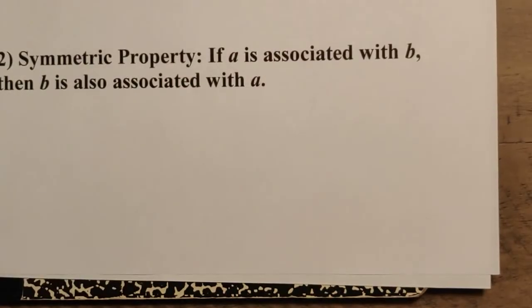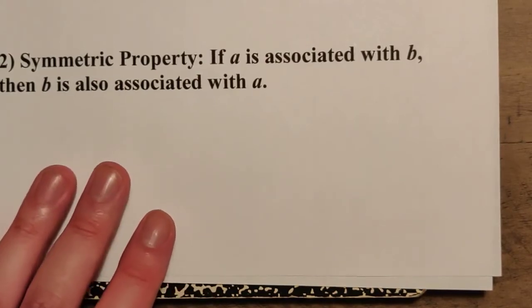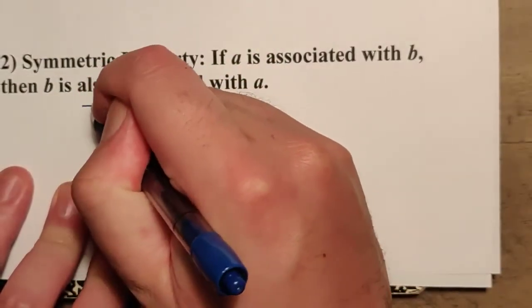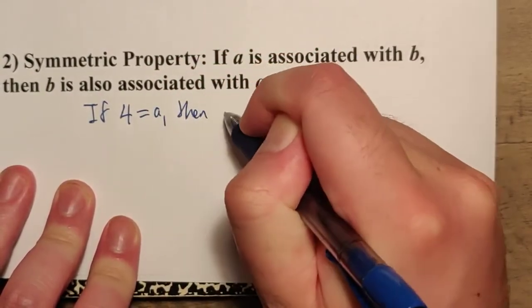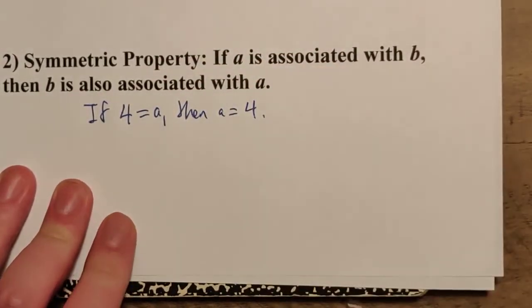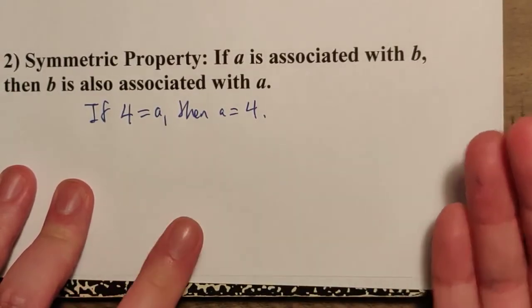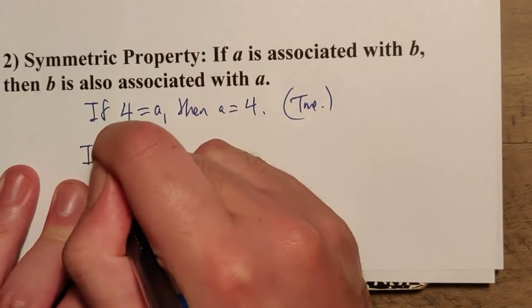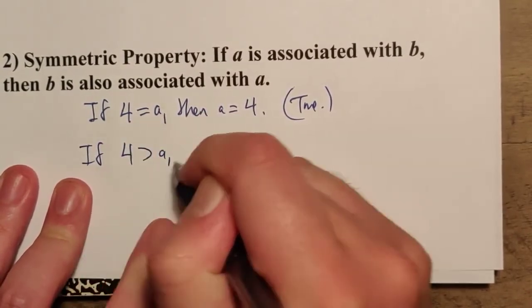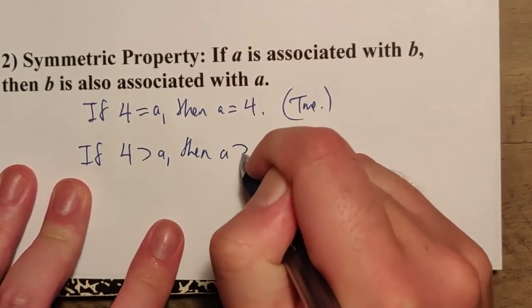So in this situation, it's kind of like the fact that order doesn't matter. So we can say that, for instance, if 4 equals A, then A equals 4, right? So for equality, you can see here this holds. This is absolutely true here. However, if we say if 4 is greater than A, then A is greater than 4, right?